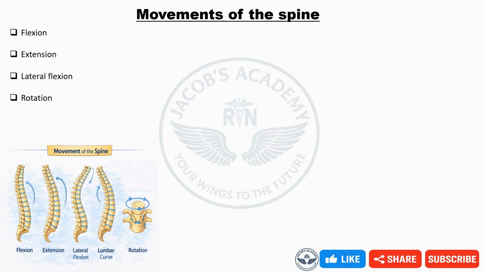Extension is the opposite of flexion. It means straightening the spine or bending backwards. For example, when you bend your back backwards, that is extension.